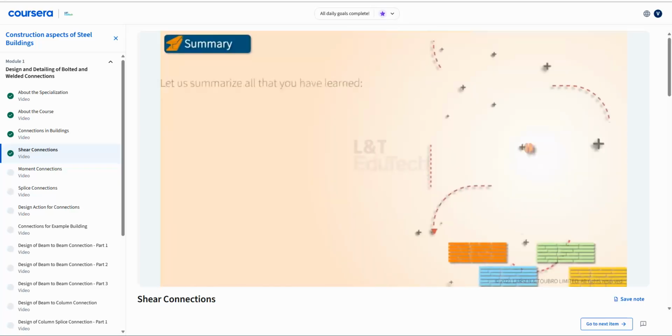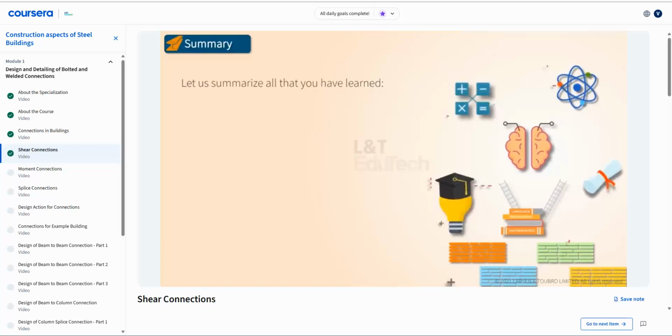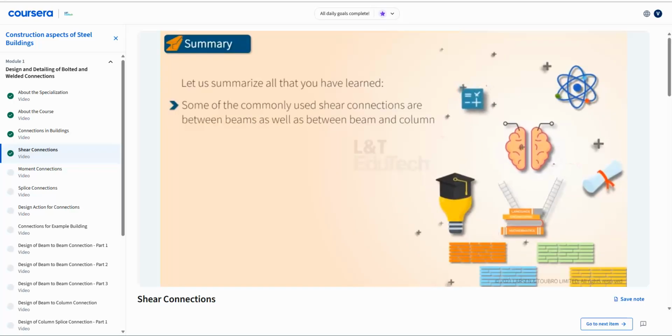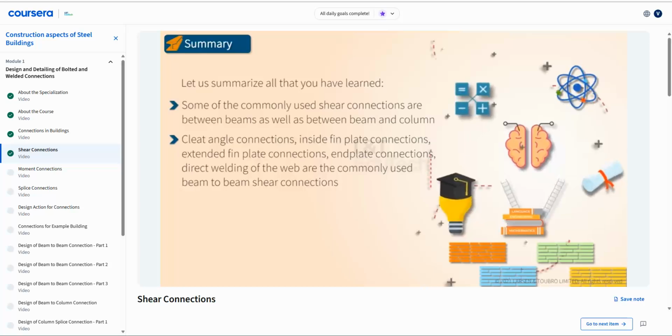Let us summarize all that you have learned. Some of the commonly used shear connections are between beams as well as between beam and column. Cleat angle connections, inside fin plate connections, extended fin plate connections, end plate connections, direct welding of the web are the commonly used beam-to-beam shear connections.